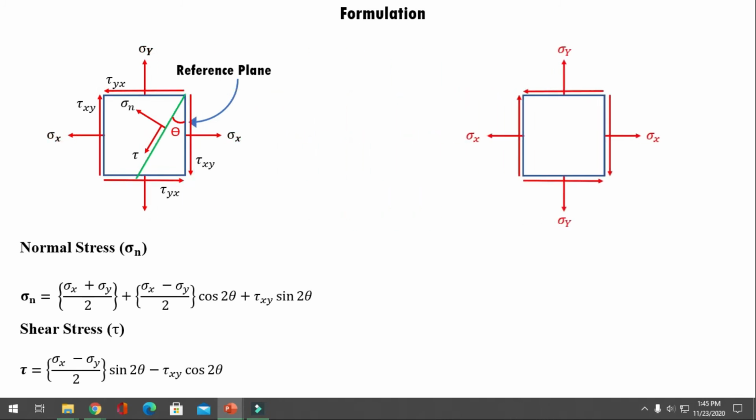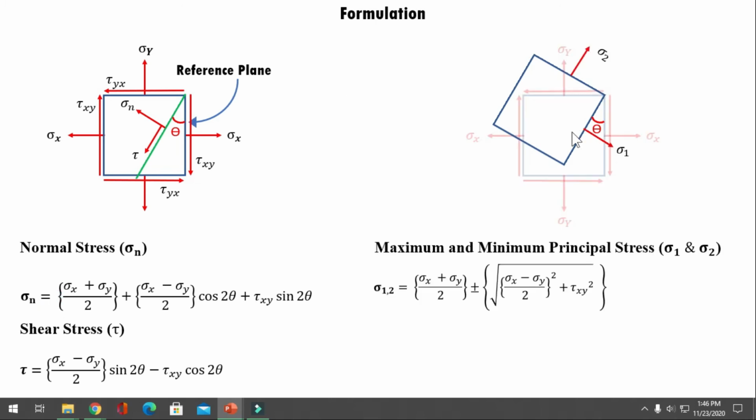Let us go for the second visualization. If I rotate this plane at an angle of theta degree in clockwise direction, I am getting the values of sigma n and tau similar to this, but tau is 0 over here, so sigma n is nothing but sigma 1. Two stresses on two mutually perpendicular planes, sigma 1 with respect to the P1 plane, sigma 2 with respect to the P2 plane. Depending upon the magnitude, I can call that a maximum or minimum. So sigma 1, 2: if I take 1, that is positive sign, maximum principal stress. If I take 2, that is negative sign.